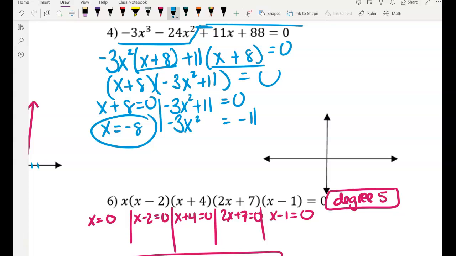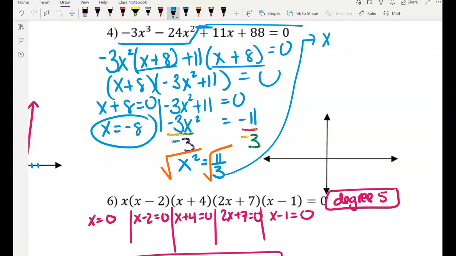Negative, right? Because it's minus 11. Then divide both sides by a negative 3. A negative 11 divided by a negative 3. So now we've got x squared. Positive or negative on the right side? Positive 11 over 3. We need to undo a power of 2, so we are going to do a square root. Every time we take a square root, students, there should be a positive and a negative.